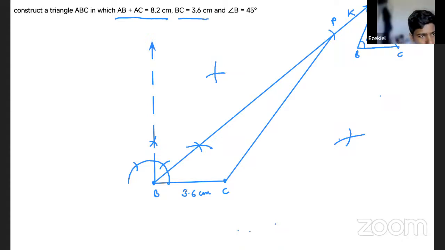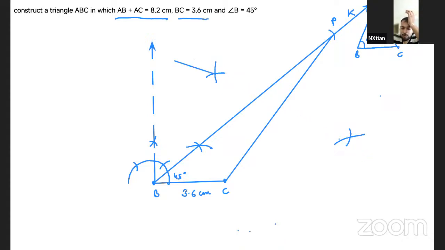Sir, can you explain the part you were teaching right now? See, I know that AB plus AC is 8.2 centimeters. So I make the 45 degree angle first. When I make the 45 degree first, then on this line I measure 8.2 and cut it on the BK line and make it P. And then I join CP. When I join CP, I take a perpendicular bisector of it. These two cuts which I got, I just join it like this.